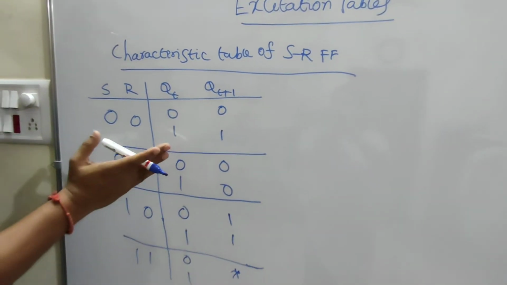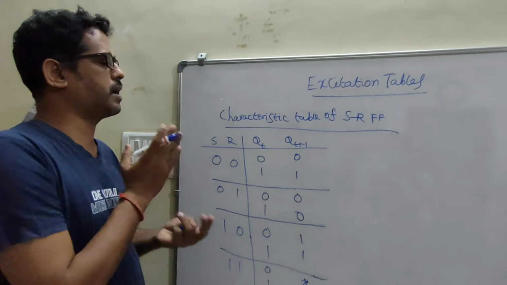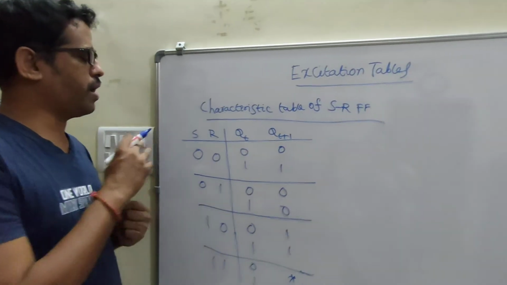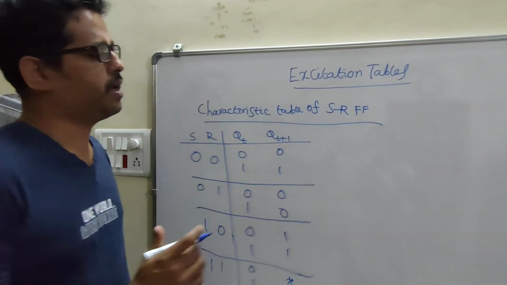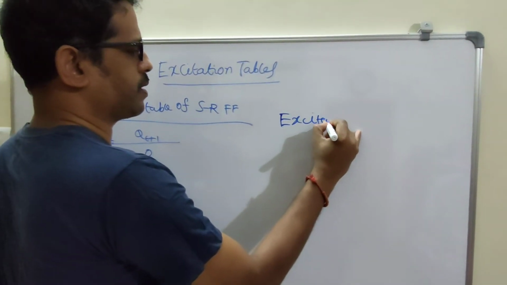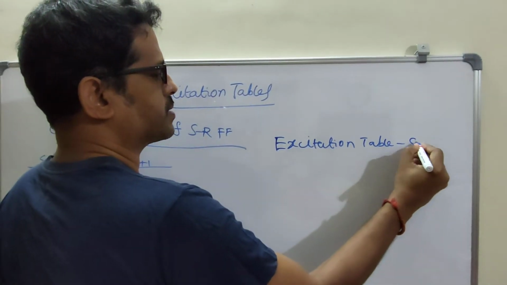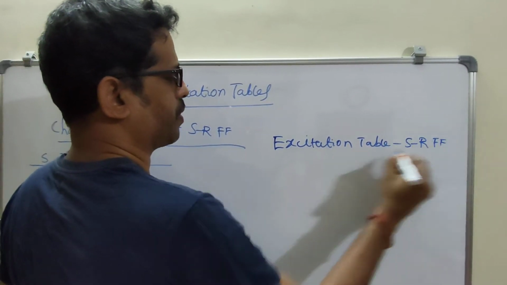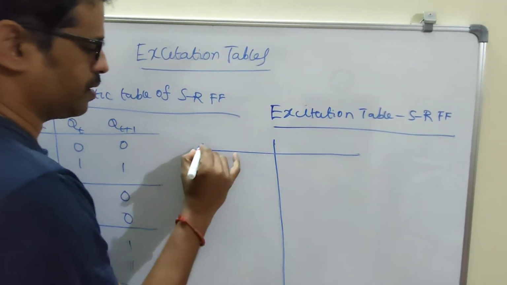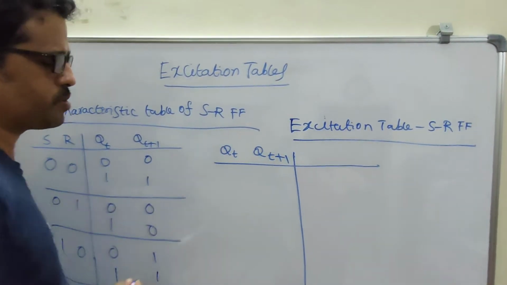Now, based on this, we are going to find the excitation table of the SR flip-flop. We are just going to reverse the characteristic table, which means Q(t) and Q(t+1) become the inputs, and we are going to find the values for S and R. This is our excitation table of the SR flip-flop. There are two inputs, meaning 4 input combinations.